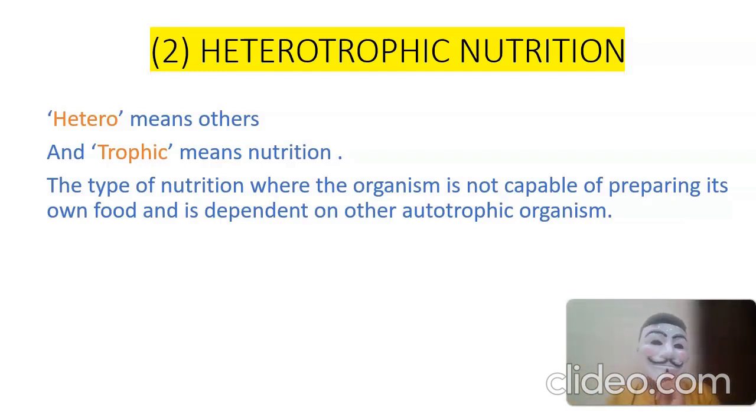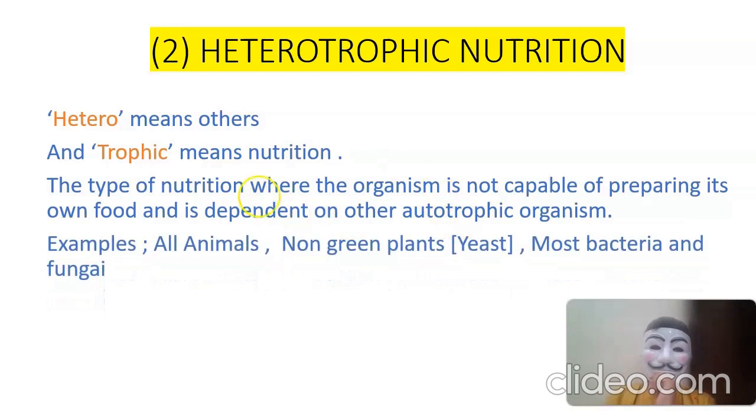Now you must be saying, but we are not dependent on autotrophic organisms. We too can make our food. But see, here animals and all the humans and mammals come under this. All animals, non-green plants like yeast, most bacteria and fungi. Even we come in this. I have not added it, but we also come in this.